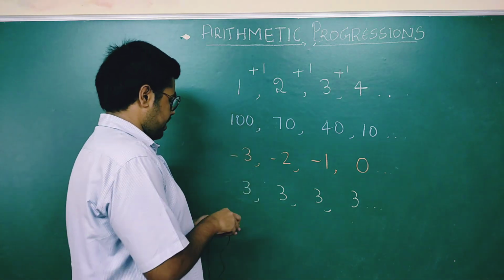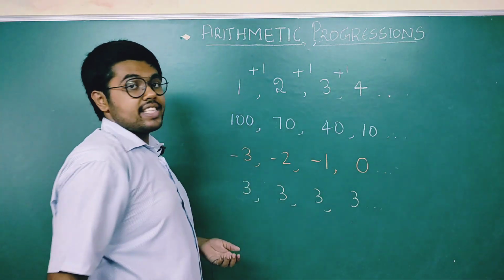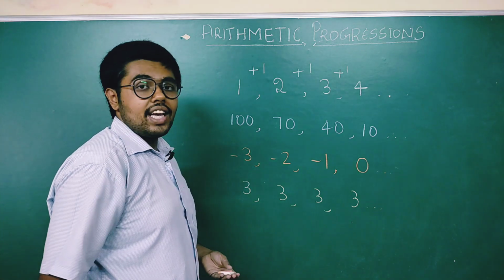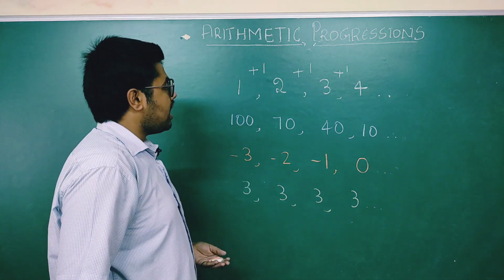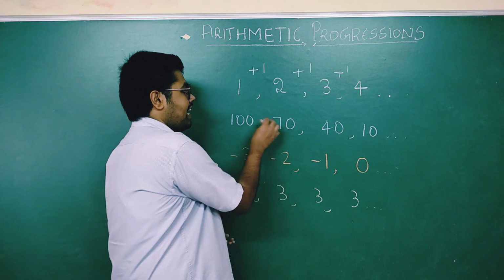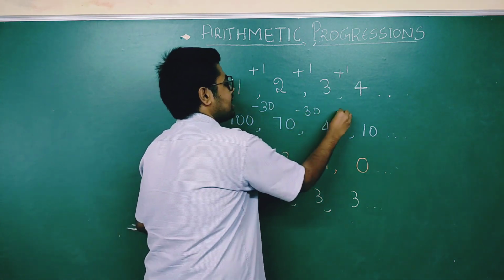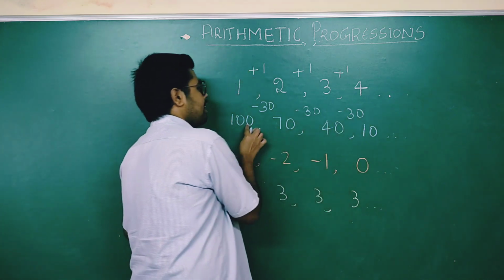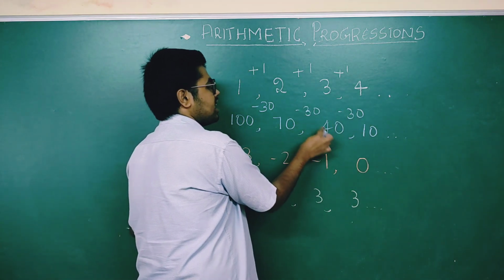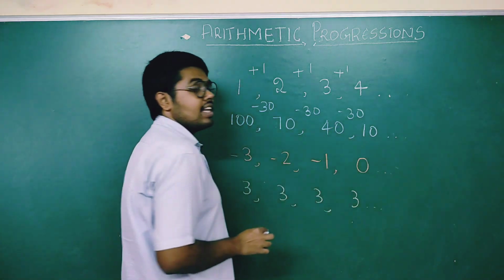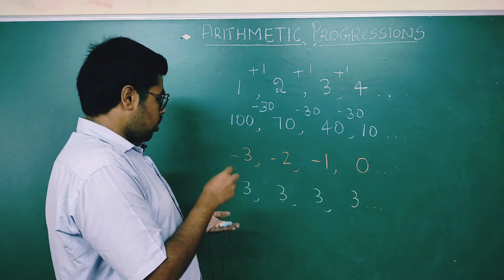Similarly, if you see the next number in the next series, it is 100, then it is 70. How come 70? Yes, there is a pattern again. What is the pattern? A decrease of 30. There is a decrease of 30 from each number. 100 minus 30 is 70, 70 minus 30 is 40, 40 minus 30 is 10. There is a pattern again here. Next we'll go to the next one.